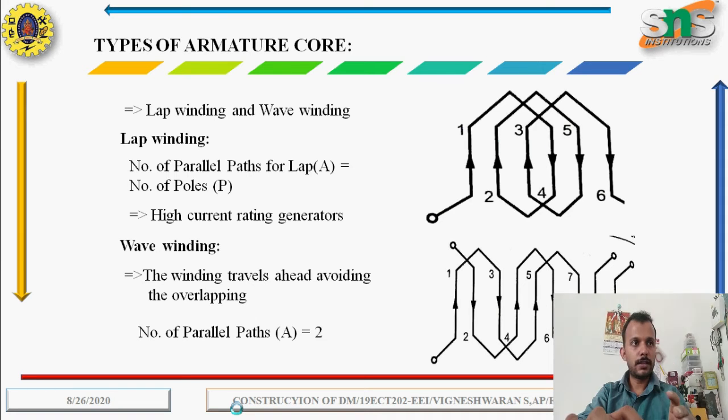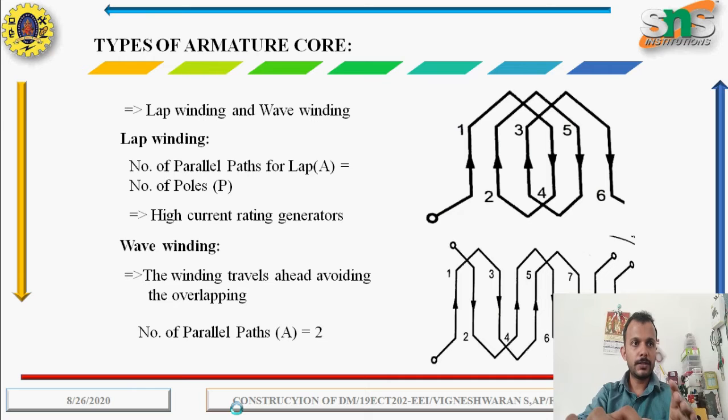Types of armature winding: the armature has two types of windings, lap winding and wave winding. In lap winding, the number of parallel paths A is equal to the number of poles. If there is a 4-pole DC machine, the number of parallel paths will be 4. Lap windings are used in high current rating generators.